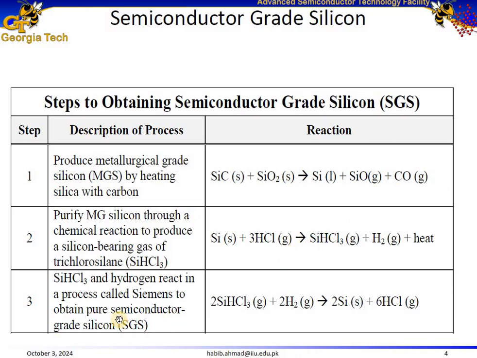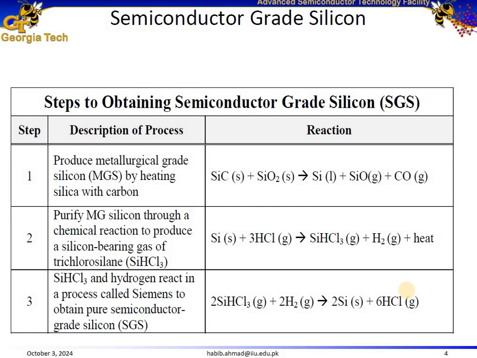And then in the third step, it's also called the Siemens process for semiconductor grade silicon. In this Siemens process, the trichlorosilane gas is reacted with hydrogen gas in a high temperature reactor. We saw it in the previous slide, 1100 degrees C, depositing pure silicon onto rods and releasing hydrogen chloride as a byproduct. This reaction results in semiconductor grade silicon, which has 11 nines in purity, which is extremely pure and suitable for use in electronic devices.